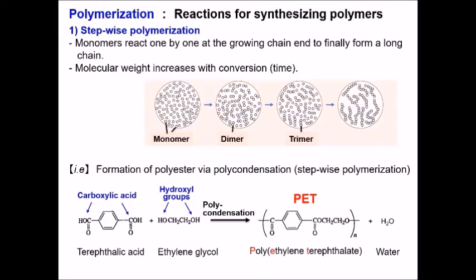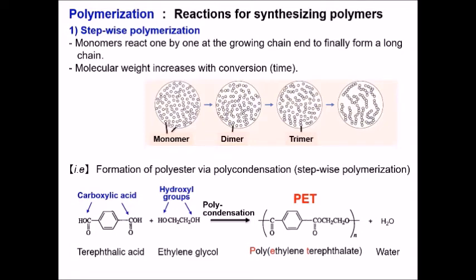Please look at the bottom. In this case, we use two different monomers. Terephthalic acid contains two carboxylic acids in a single molecule. And the other is ethylene glycol, which contains two hydroxyl groups in the molecule.